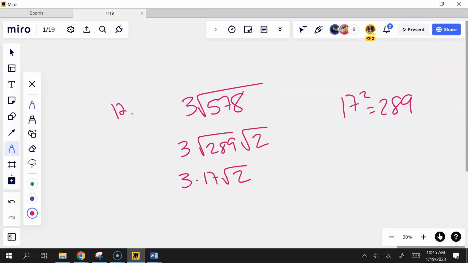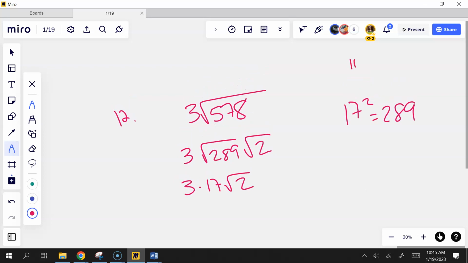So I started going down that list of perfect squares, right? And the list of perfect squares ended at 169, but I couldn't divide that. So then I said, okay, well, what is 14 squared? 14 squared is 196. Still can't divide 578 by that. 15 squared, 225. Still can't. 17 squared, though, is 289, and 289 times 2 is 578. This one was just hard because it was such a big number. Because 289 times 2 is 578.